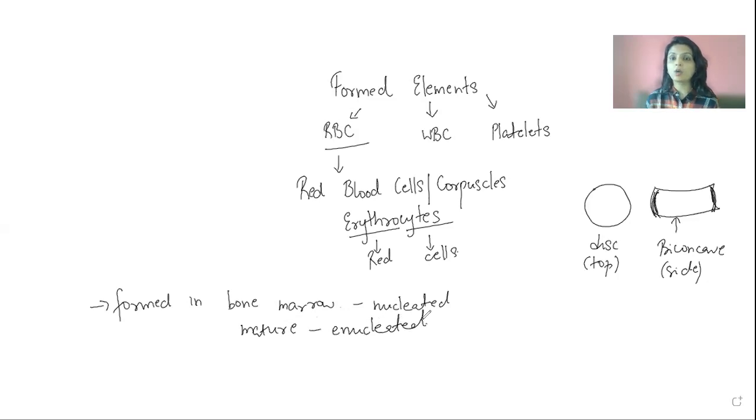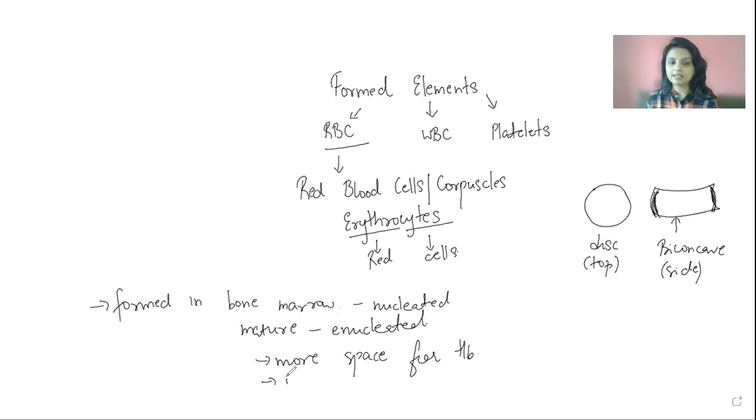Now your question will be, why does it become enucleated? Because the red blood cells require more space. Why more space? It requires more space for hemoglobin. So they are the ones which require more space for hemoglobin.